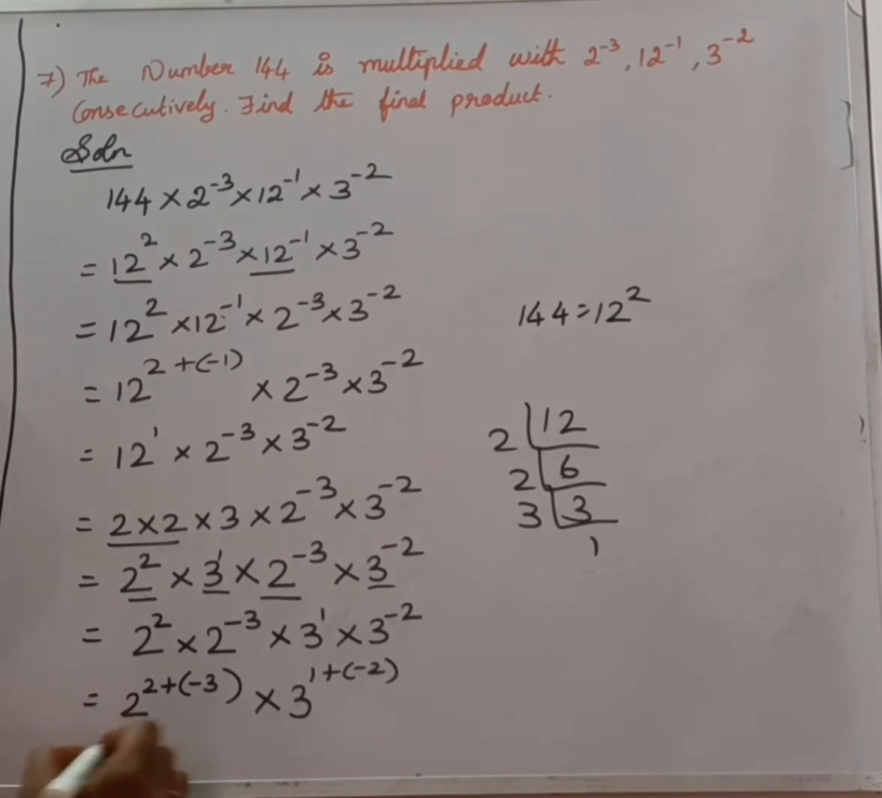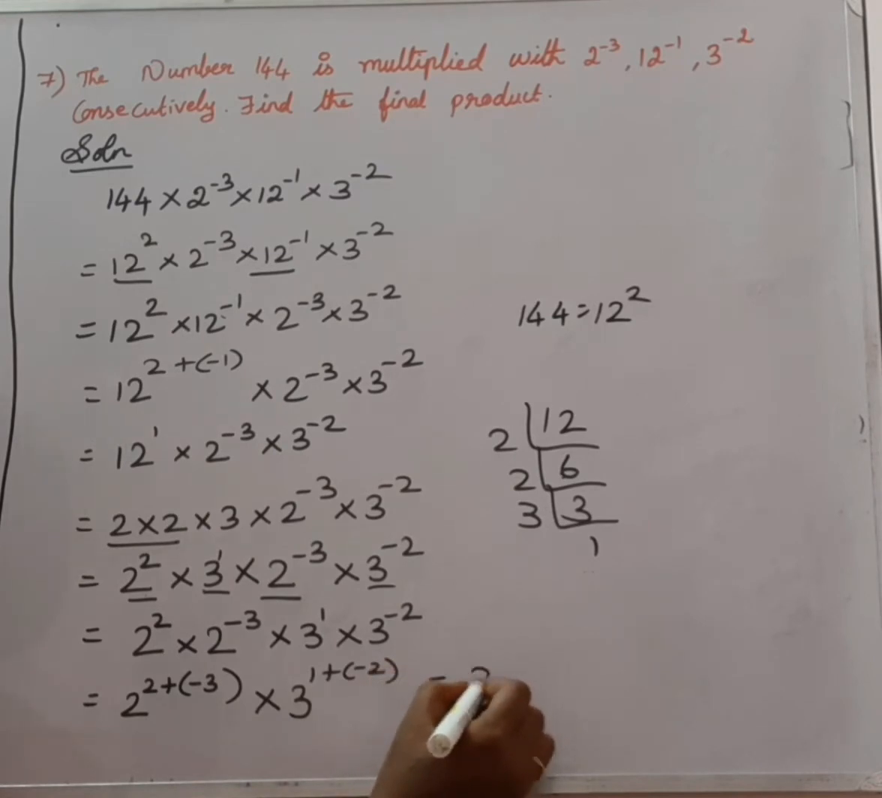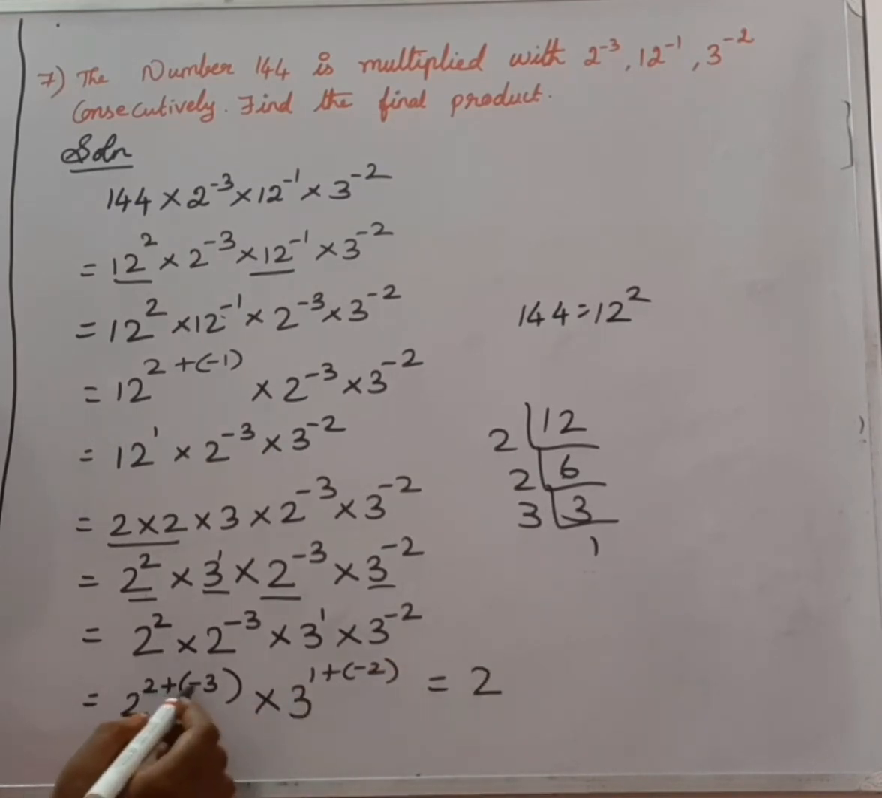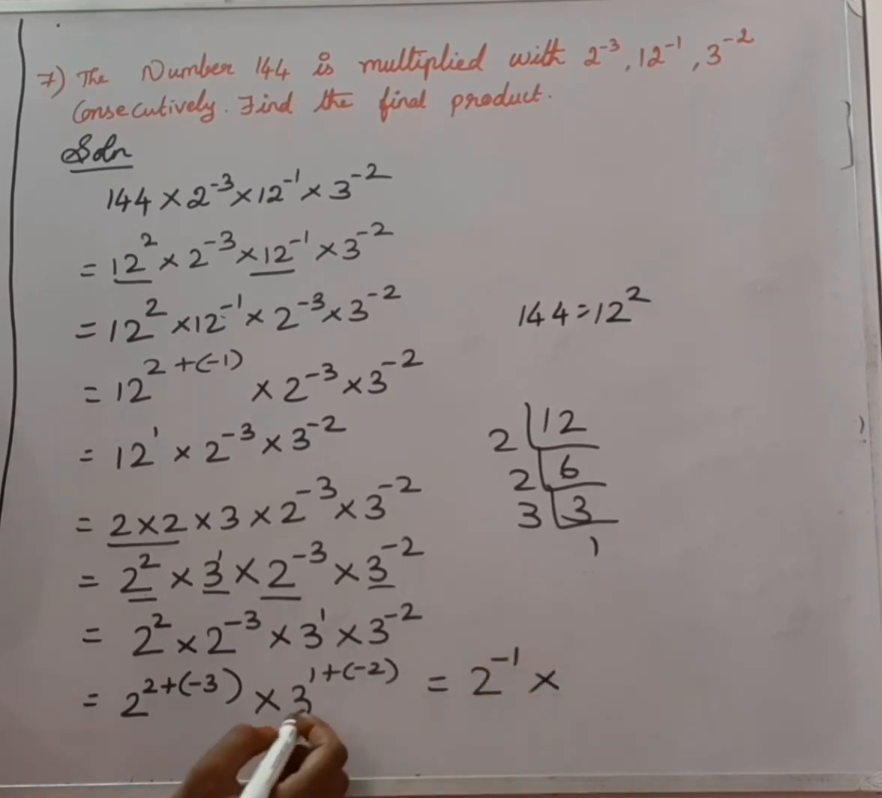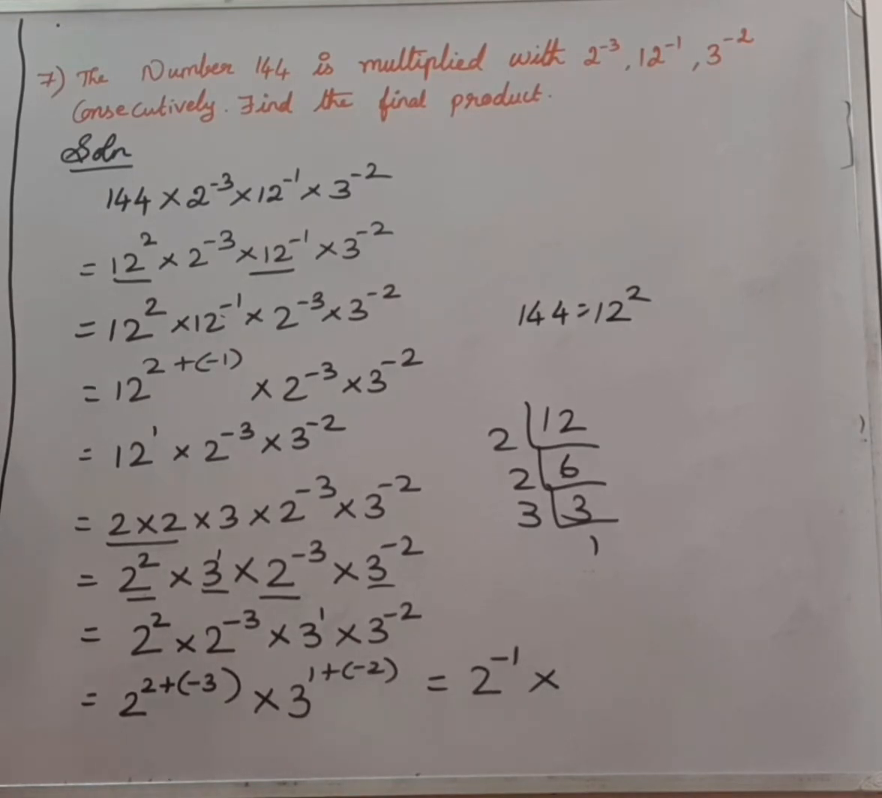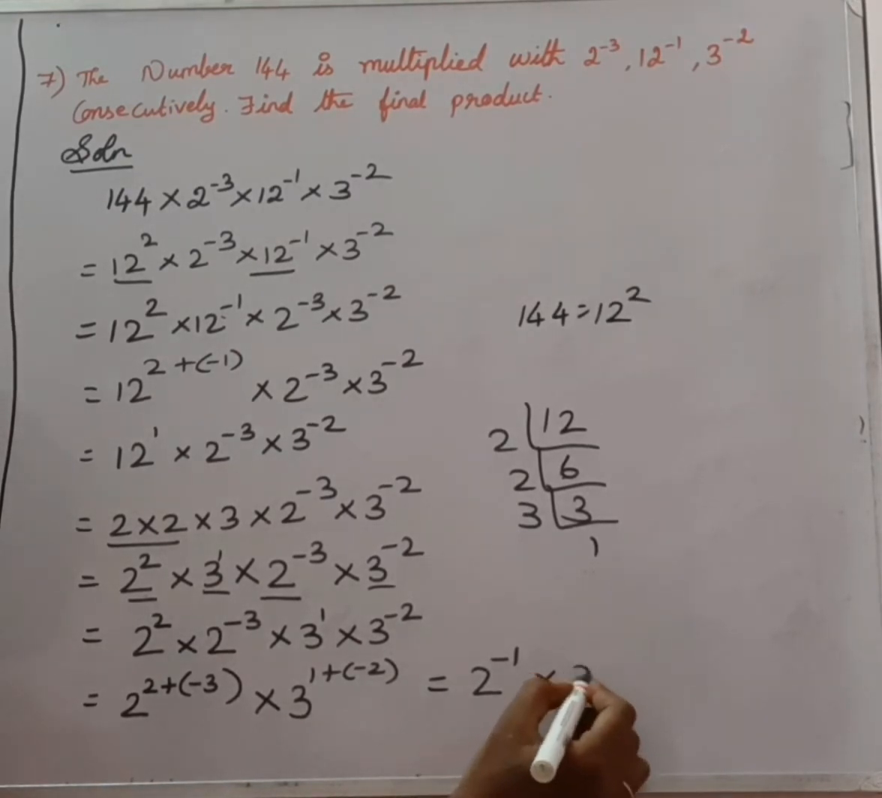So what's the final answer we get here? 2 power 2 and minus 3, both the signs are different, so we want to subtract that one. So what do we get here? 2 and minus 3 means we get the value as minus 1, into 3 power 1 plus minus 2. Here also the greater number's sign is minus, so the answer becomes 3 power minus 1.